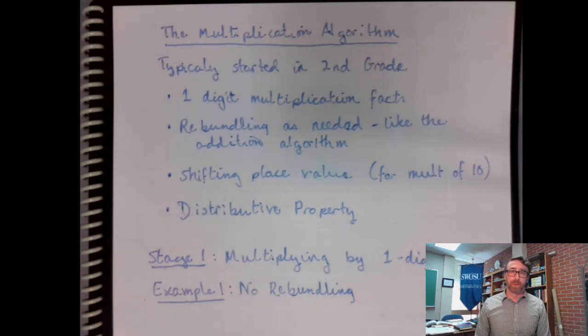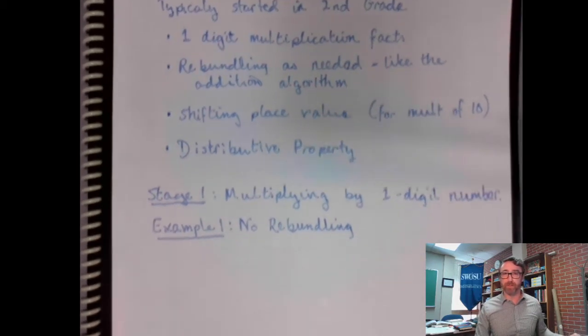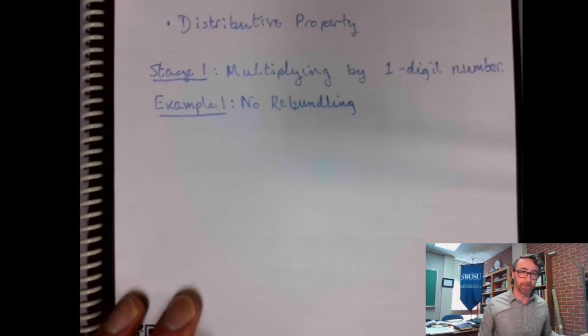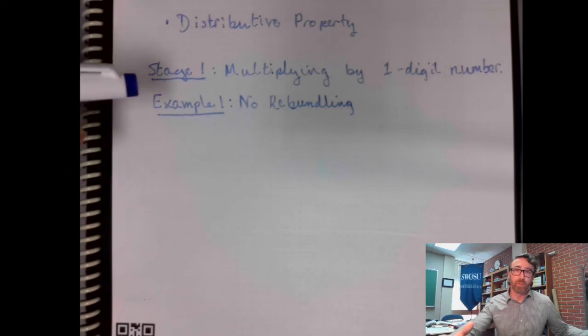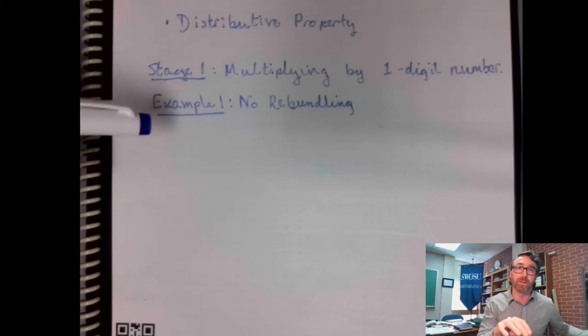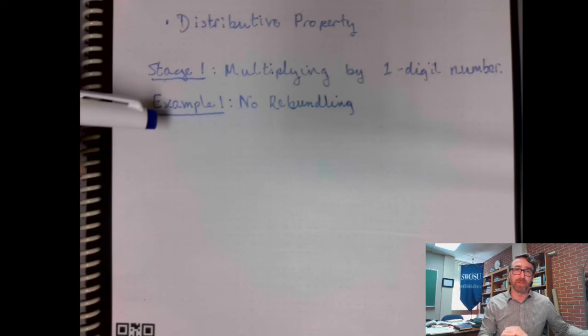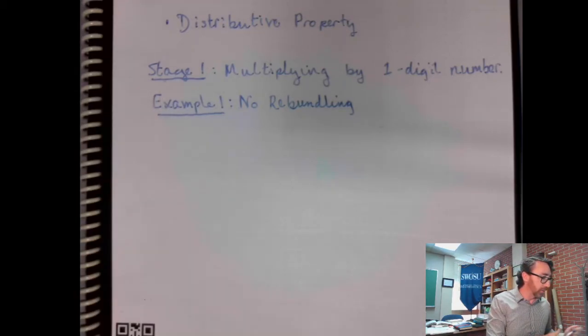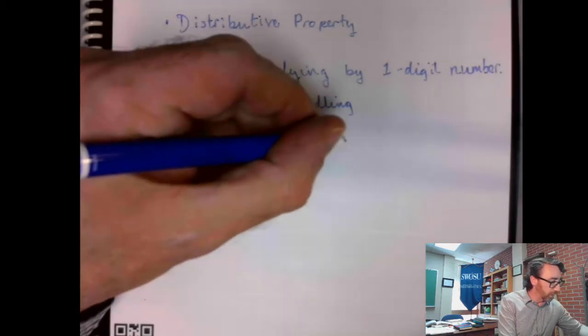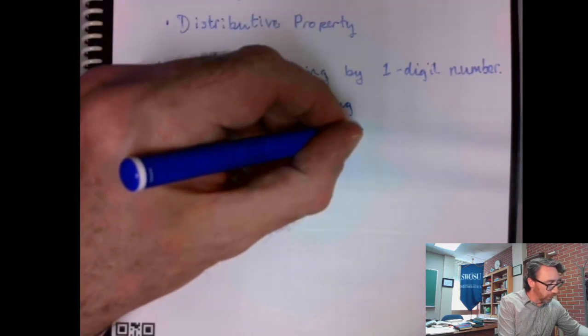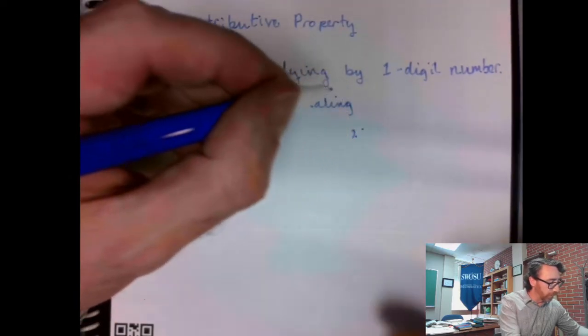So this would be taught in stages, just like the other algorithms, proceeding from the simpler examples to the harder examples. There are a couple of different levels to this. Stage one would be multiplying by one-digit numbers. But even within stage one, there are varied levels of difficulty. So let's do a stage one example that involves no rebundling.